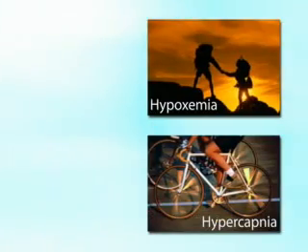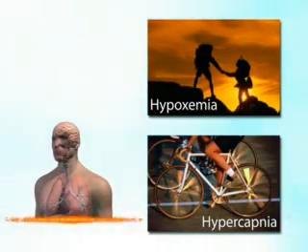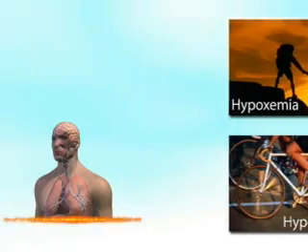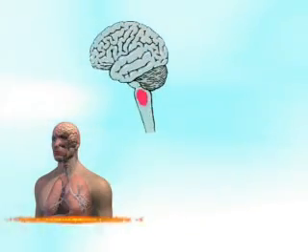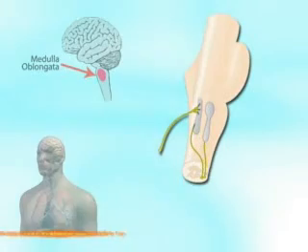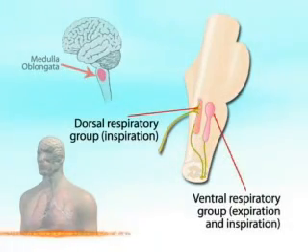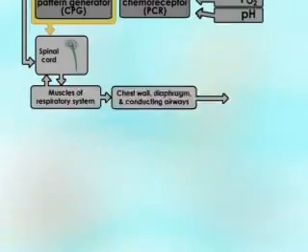During hypoxemia and hypercapnia, the greater demand for oxygen intake and carbon dioxide expulsion is sensed by the medulla that houses the respiratory central pattern generator or CPG. This controls the automatic rhythm of ventilation by responding to inputs coming from the central and peripheral chemoreceptors.